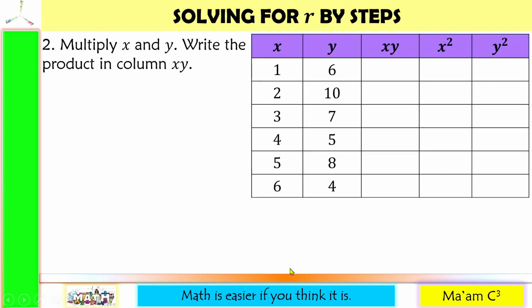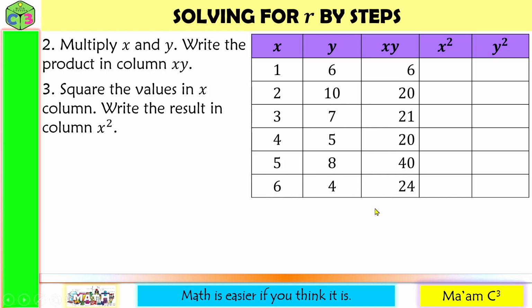Step 2, multiply x and y. Write the product in column xy. So we're just going to multiply these two. 1 times 6 is 6. 2 times 10 is 20. 3 times 7 is 21. 4 times 5, 20. 5 times 8, 40. 6 times 4 is 24.